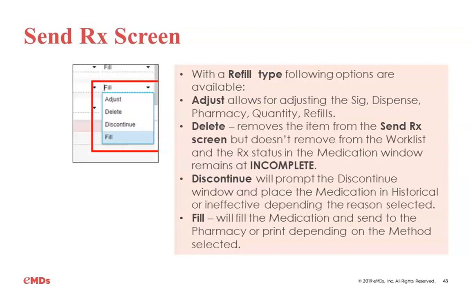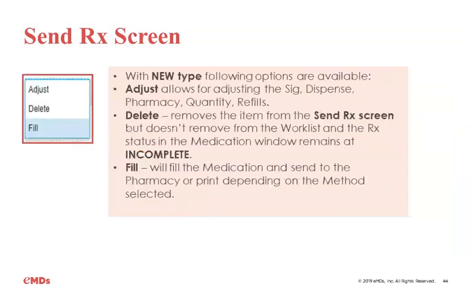The discontinue will discontinue that medication. It pushes back to the medication window, and we'll update the medication window and push that medication over to the historical meds. And then obviously I can fill it, and then it's going to go ahead and push out electronically or whatever method if I've chosen to print it or send it electronic. A new type will show up to be able to either adjust, delete, or fill information that pulls in. So that's where that information is there.